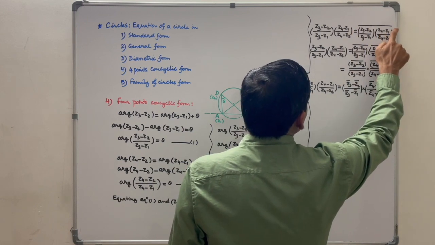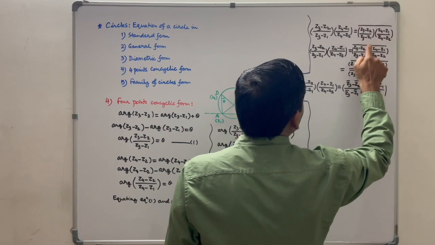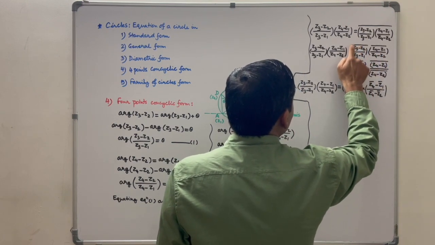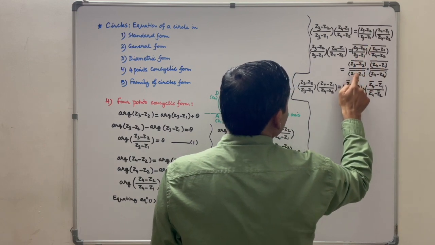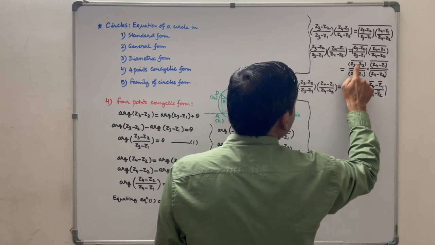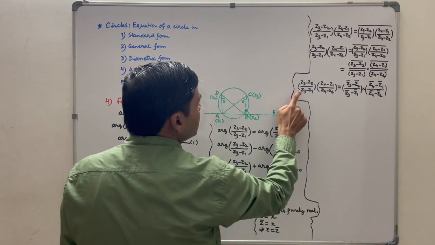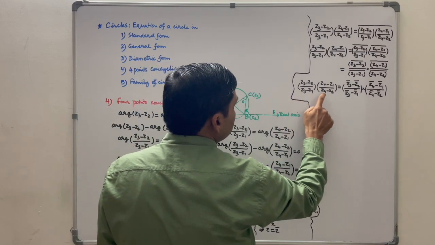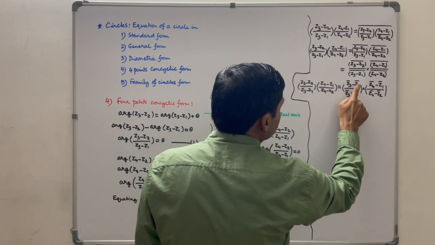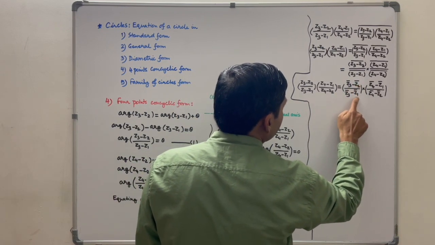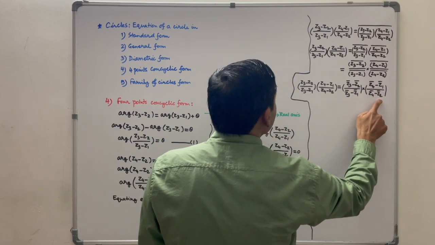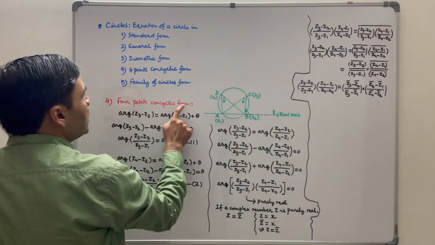Whole bar can be written as: z1 into z2 whole bar is equal to z1 bar into z2 bar. Now this is in the form z1 by z2 whole bar, which can be written as z1 bar upon z2 bar. Now this can be expanded as z3 bar minus z2 bar. So we can do the same to all. So we will get z3 minus z2 upon z3 minus z1 into z4 minus z1 upon z4 minus z2 is equal to z3 bar minus z2 bar upon z3 bar minus z1 bar into z4 bar minus z1 bar upon z4 bar minus z2 bar. This is called the 4 points concyclic form.